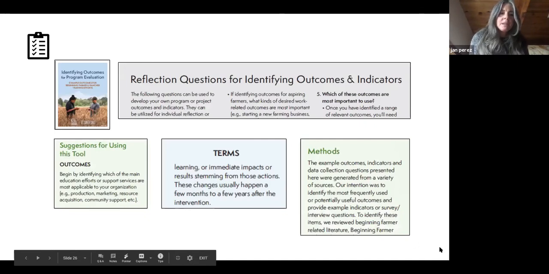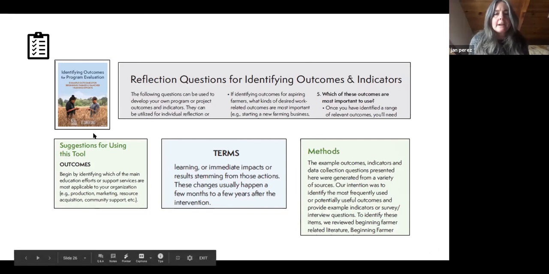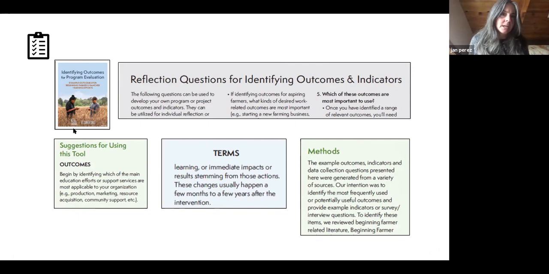So the outcome list also contains a few other items, or there's suggestions for using the outcome list. There's a list of terms. There's the methods for how we created the document. And I think the most useful thing to refer to is the reflection questions for identifying outcomes and indicators. It's a page long, and it lists the questions you can use either with yourself going through it or ideally with a program team.